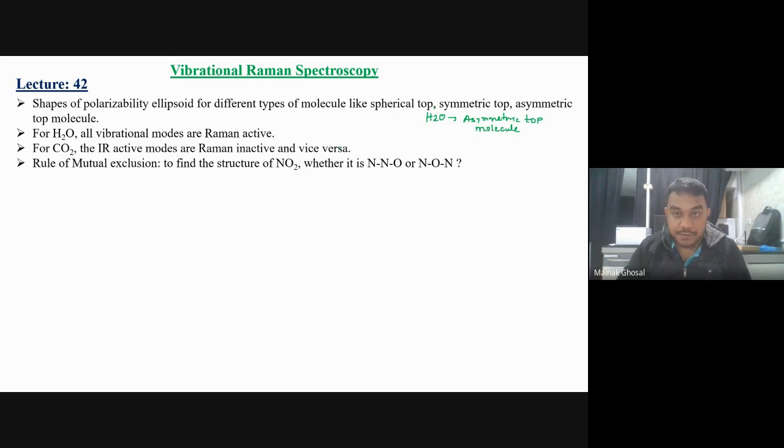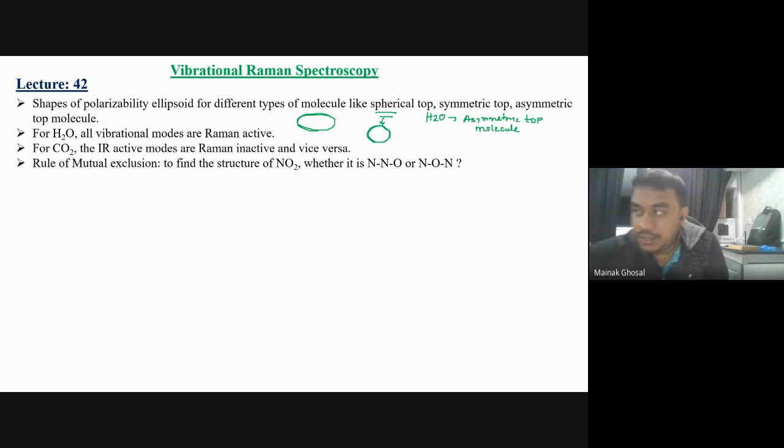But in the case of a symmetric top molecule or any linear molecule, the polarizability ellipsoid will be directed towards the main axis, so it will have the same shape. For a spherical top molecule, which is always identical from each side or angle, it will have a spherical shape. So the shape of the polarizability ellipsoid determines the Raman spectrum.